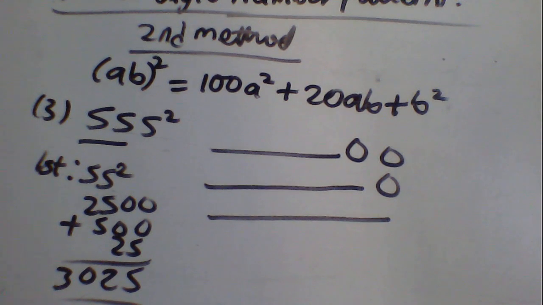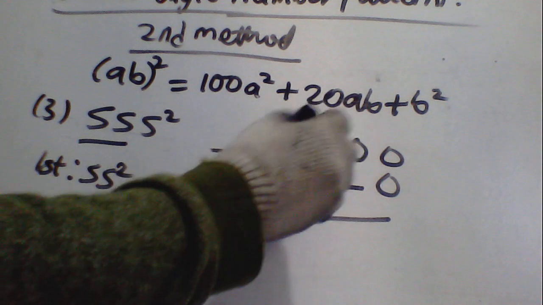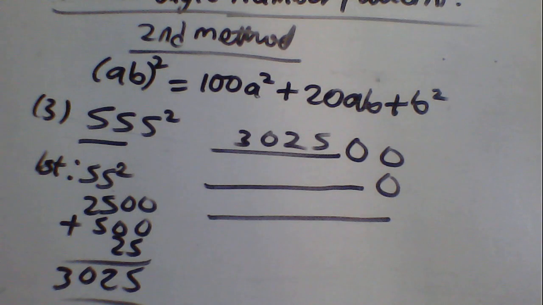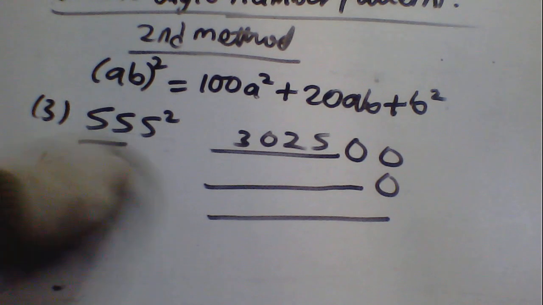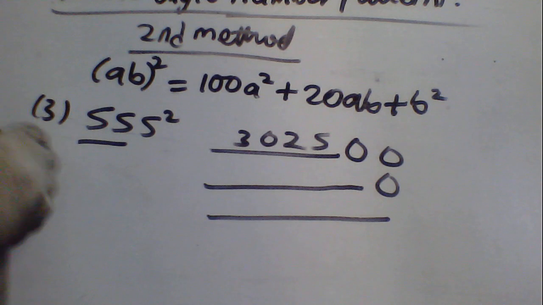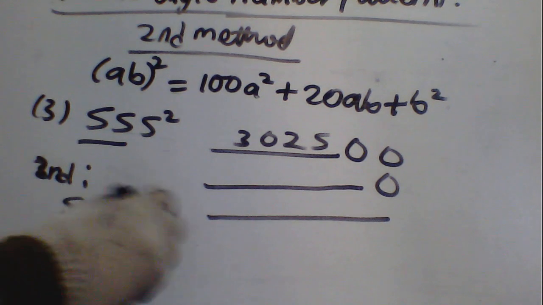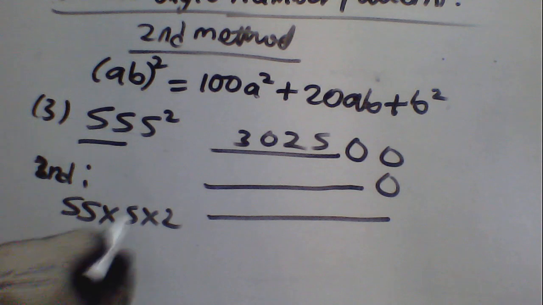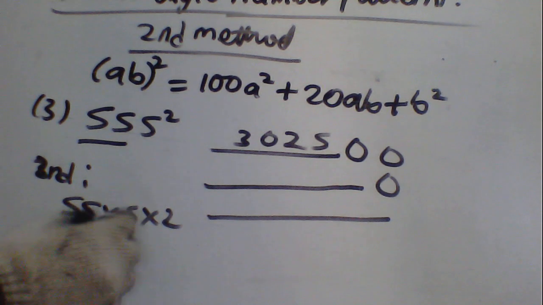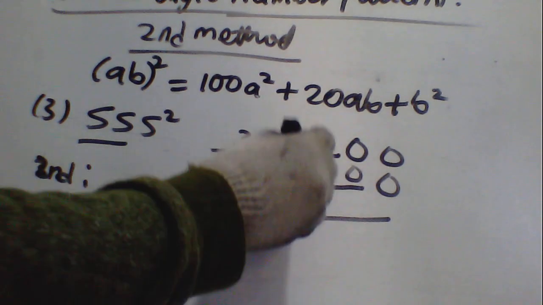So the square of 55 is the same as, start from back to right. Then the next thing, the second step, is to find the product of the two numbers with their power. That is 55 times 5 times 2. This is very easy. 5 times 2 is 10 already. 10 times 55 gives us 550. So you write 550 here.